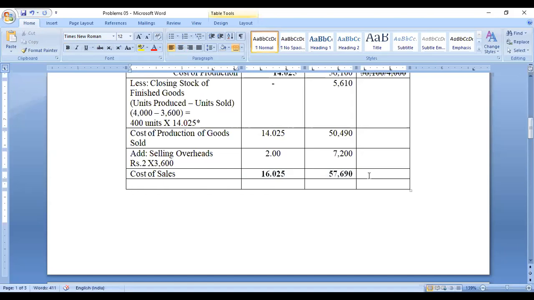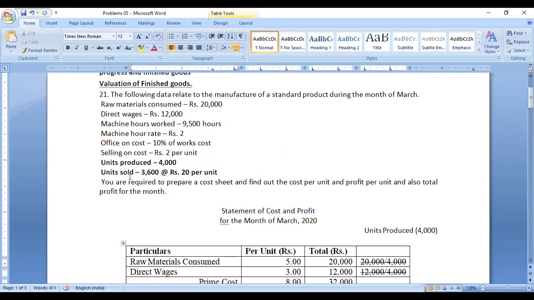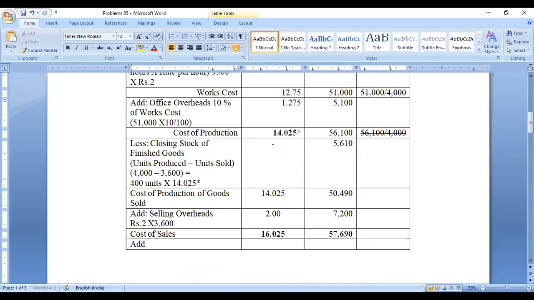Then we go to the next one. What is the sales? 3,600 units at rupees 20 per unit. So we have to add profit.